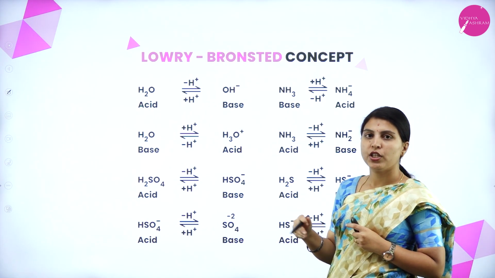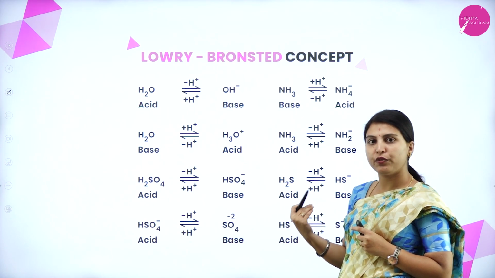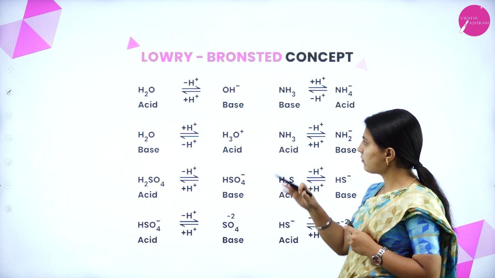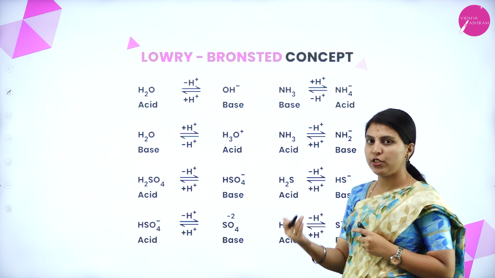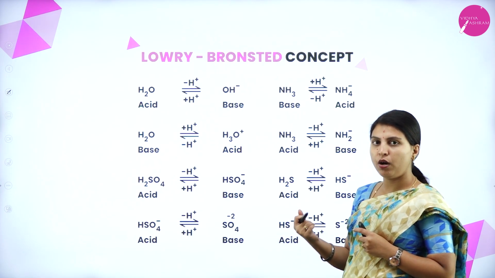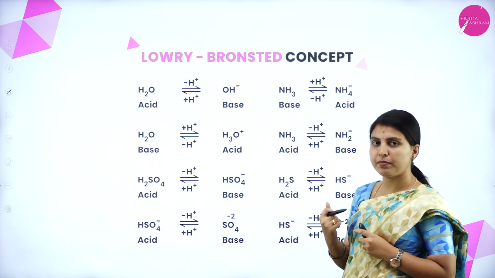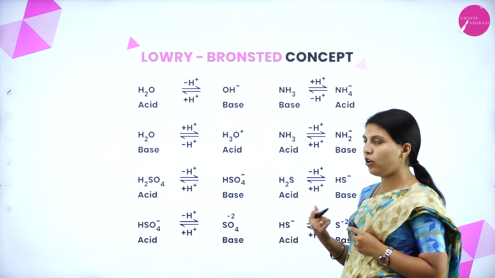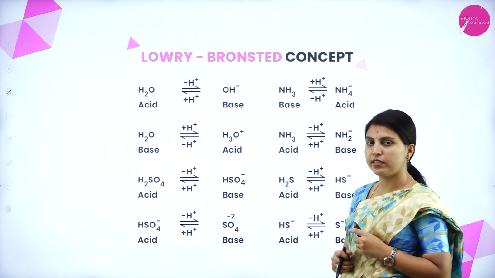So, here, the stronger the acid, the weaker its conjugate base. They will form a conjugate pair, and overall this is how the concept of the H plus ion being donated or accepted can be explained.